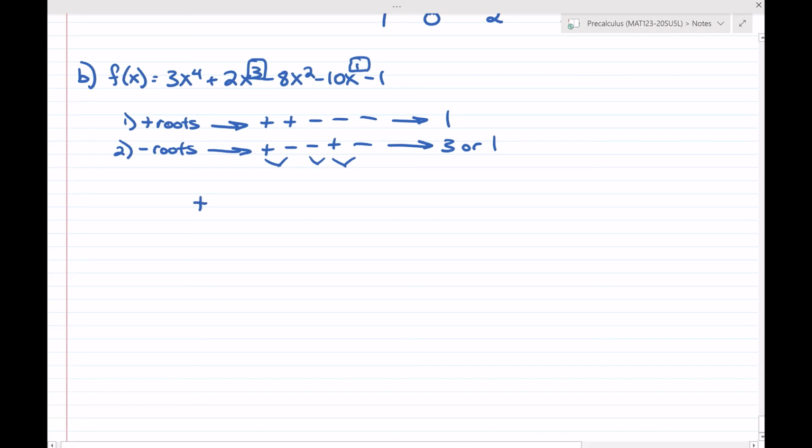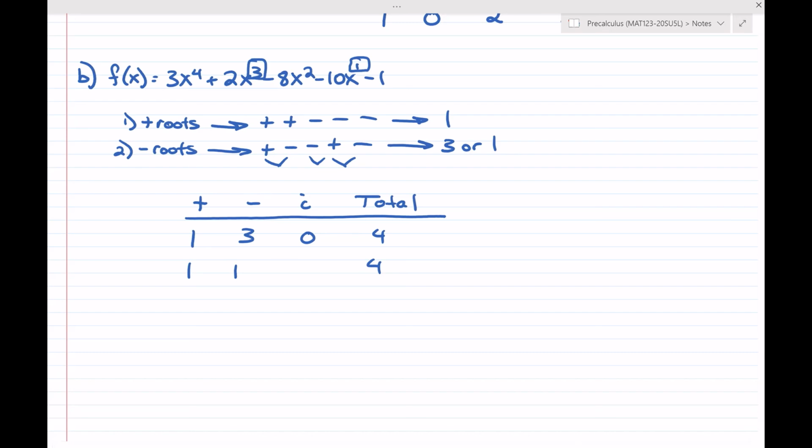So as far as our possibilities, there's 1 positive root, but there could be 3 negative with that, or there could be 1 negative with that. Total, there's 4. So if there's 1 positive and 3 negative, there's no imaginary. If there's 1 positive and 1 negative, we still need 2 more left over. All right, so that's how we use Descartes' rule.